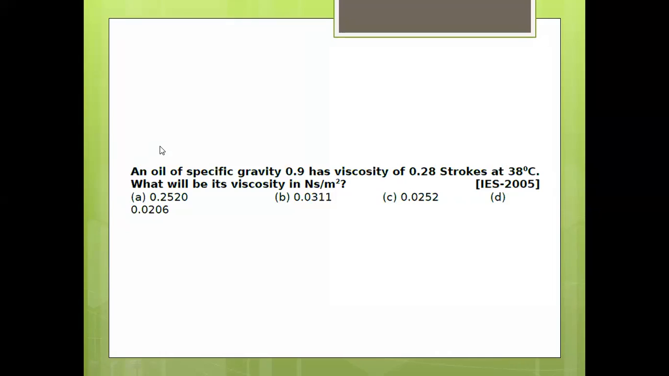So let us solve this problem here. Take your notebook, pen, calculator with you, and try to solve this problem. This question was asked in 2005 in IES. What is the question? An oil of specific gravity 0.9 has viscosity of 0.28 stoke.